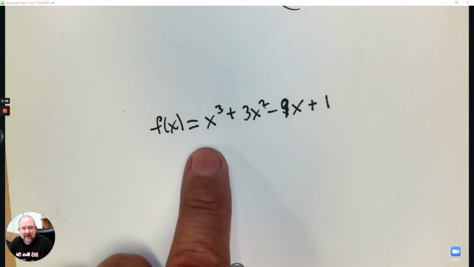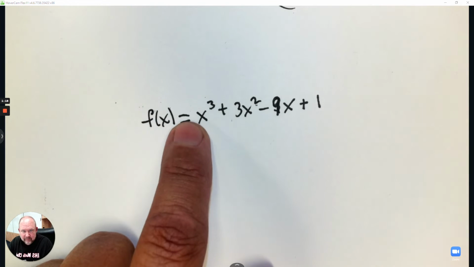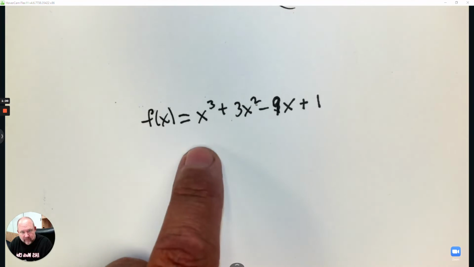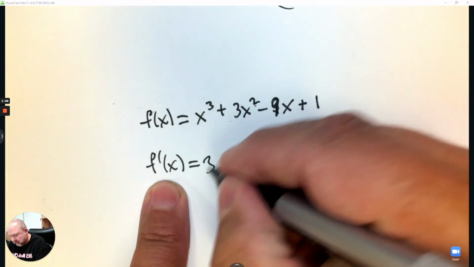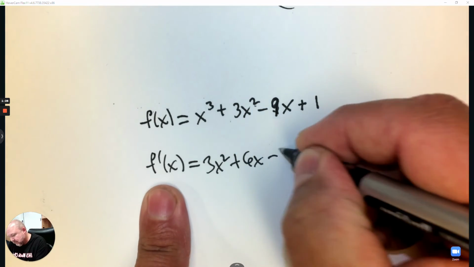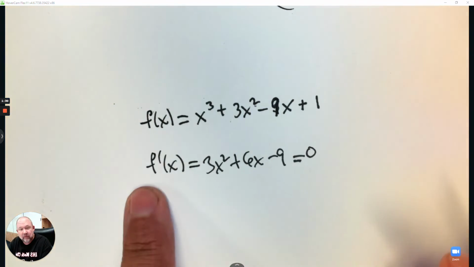All right, second practice. How about finding where the local minimums and maximums are using the second derivative to help us? So this is a second derivative test. But first we need to find the critical numbers of the first derivative. So we're going to take the derivative, and we're going to make it equal to 0. We're first going to do that.